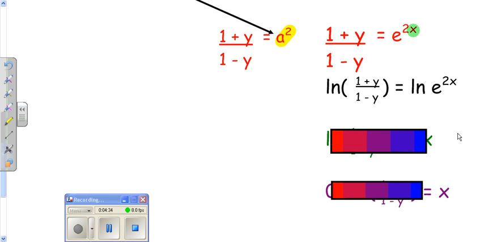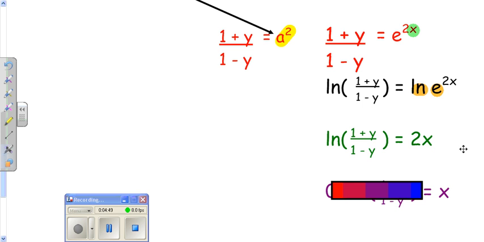Hopefully you remember that since we're dealing with the natural log of an e, your natural log and your e undo each other. So you're only going to be left with, on the right side, your 2x. Well, we want to finish getting x by itself because it's just multiplied by 2. So to get rid of multiplying by 2, I'm going to multiply both sides by a half, and I end up getting x on one side all by itself.